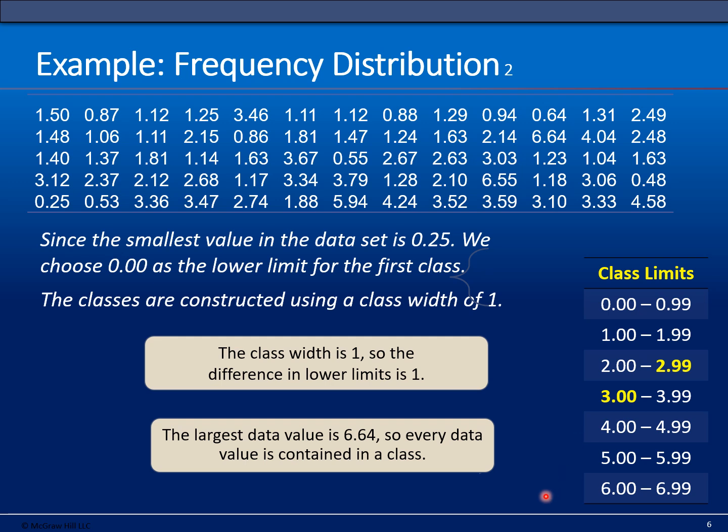Okay. At this point, we would just go through, and so, for example, 1.5 would be in the second class, 0.87 in the first, 1.12 in the second. A lot of times we make slash marks, or we just basically count them, making sure that when we get all the frequencies, they add up to 65 in this study.